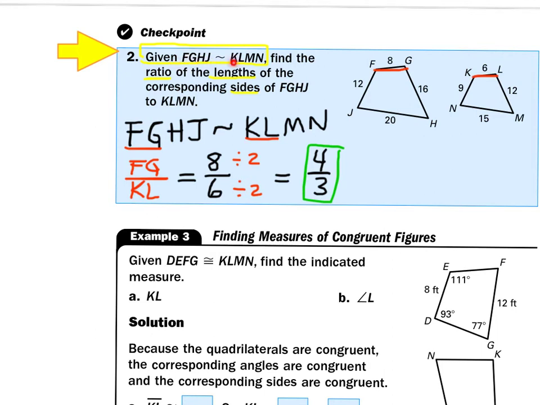So again, I always start with that given statement. FGHJ is similar to KLMN. And then I went ahead and used red and I underlined the first two letters. So from F to G, I'm going to match up KL. So I went from F to G and K to L. So FG over KL would give me, from F to G, it was 8, so I put 8 on top, and from K to L, it was 6. So 8 over 6 can reduce to 4 over 3, and that would be the ratio for all the corresponding sides of these two shapes.